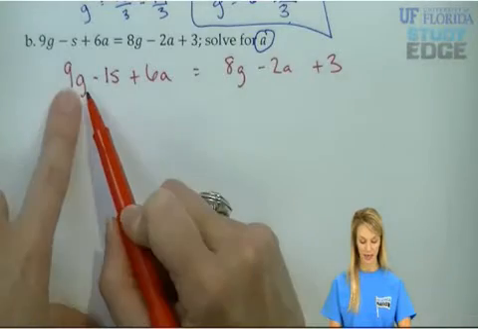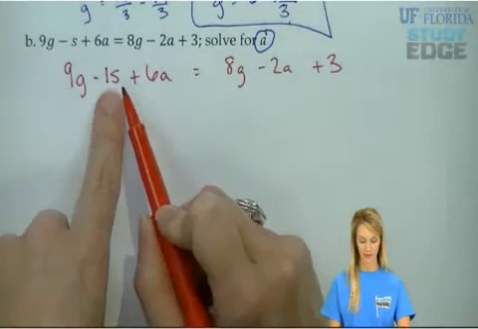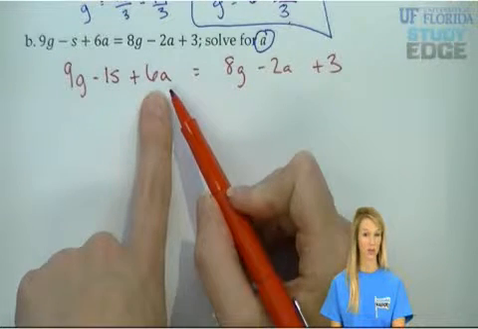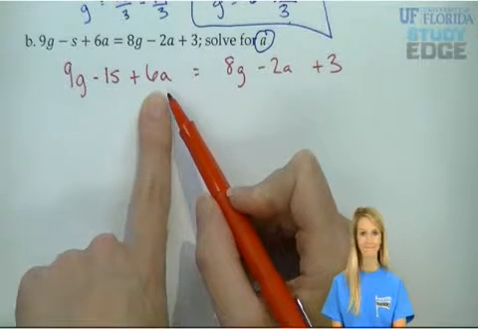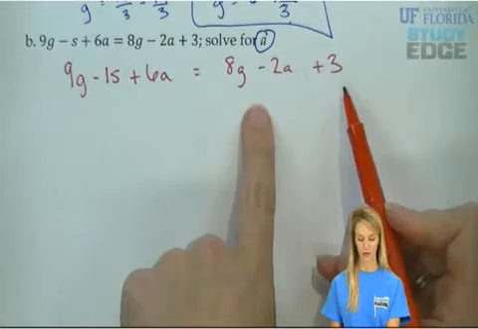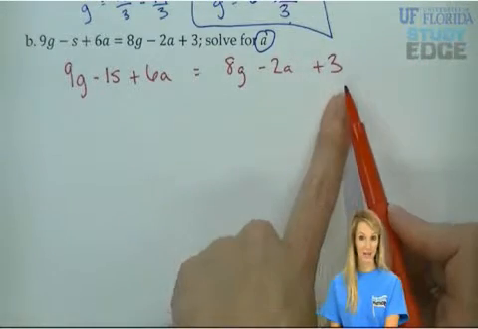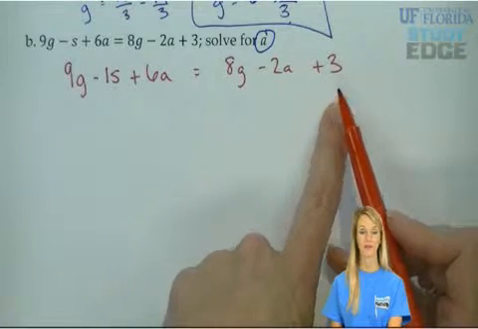This is like saying here, G, we have grapes. S, we have squash. And A, we have apples. Can you combine those? No, they're not like terms. Over here, we have 8G minus 2A plus 3. Can we combine any of those? No, they're not like terms.